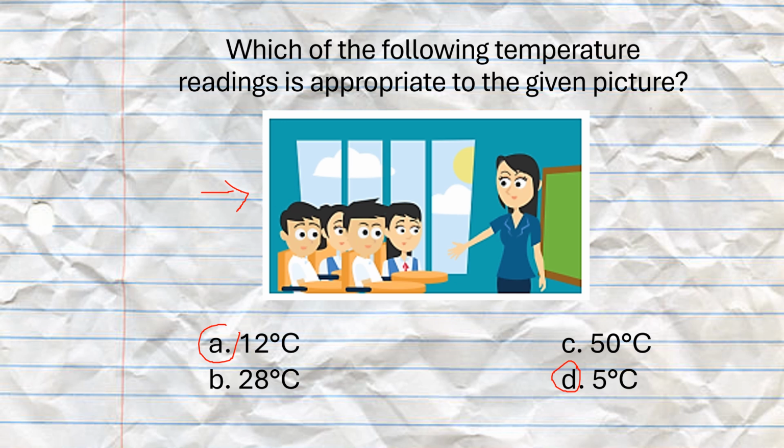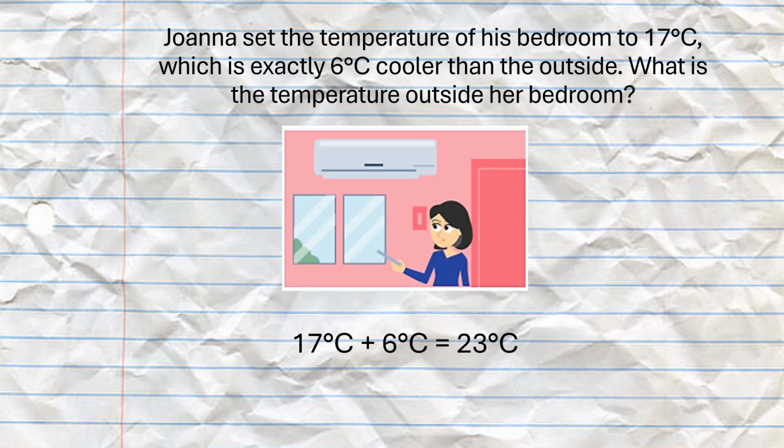While choice B is inside the normal surrounding temperature in the Philippines. Choice C, which is 50 degrees Celsius, is not a good estimate because even if it is hot in the Philippines, especially during summer, it rarely reaches 50 degrees Celsius. Therefore, the best estimate is choice B, which is 28 degrees Celsius.